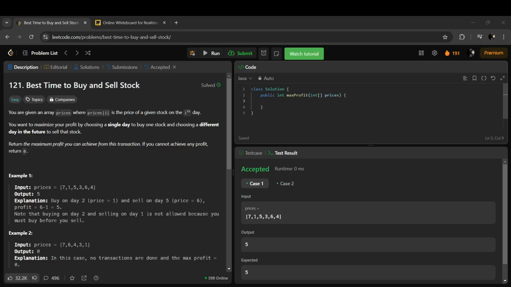So today we are going to see this question, best time to buy and sell stock. We are given an array prices where prices[i] is the price of a given stock on the ith day. You want to maximize your profit by choosing a single day to buy one stock and choosing a different day in the future to sell that stock. And you have to return the maximum profit you can achieve from this transaction.